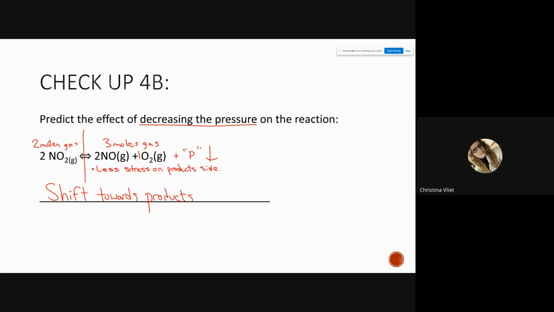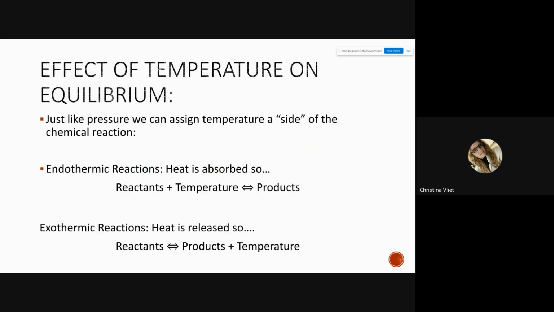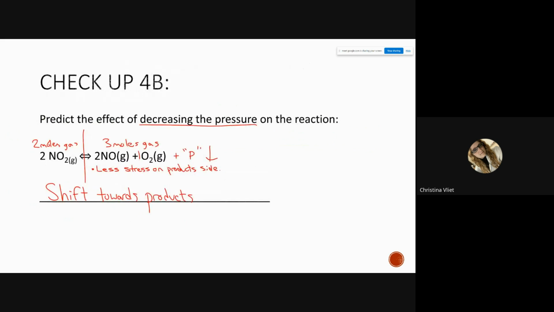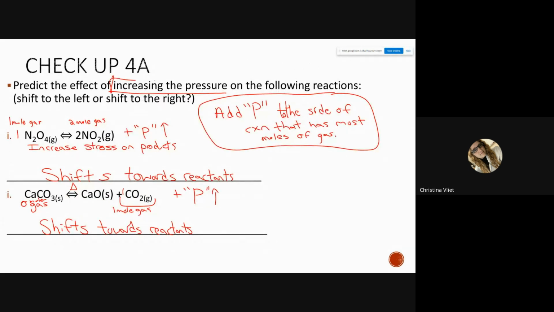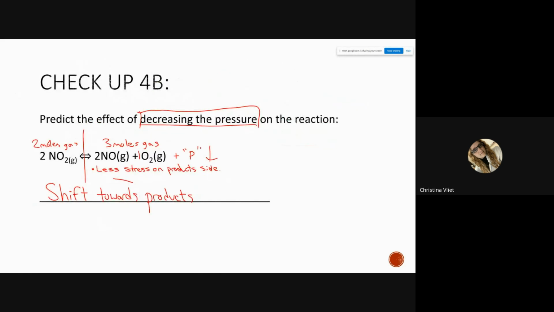Yes? Question? Here it's decreasing; on the other one, it's increasing. The instructions were different. You have to pay careful attention to what it's asking. Remember, the whole idea of Le Chatelier's principle is to restore balance. So if there's too much on one side, you go to the opposite. If there's too little on one side, you go to that side. Does that make sense?